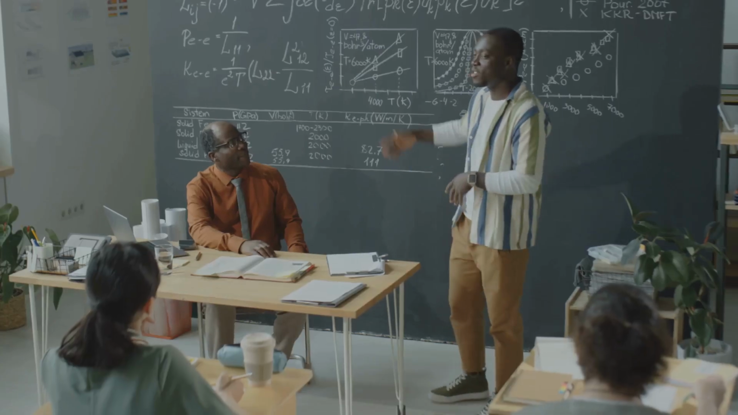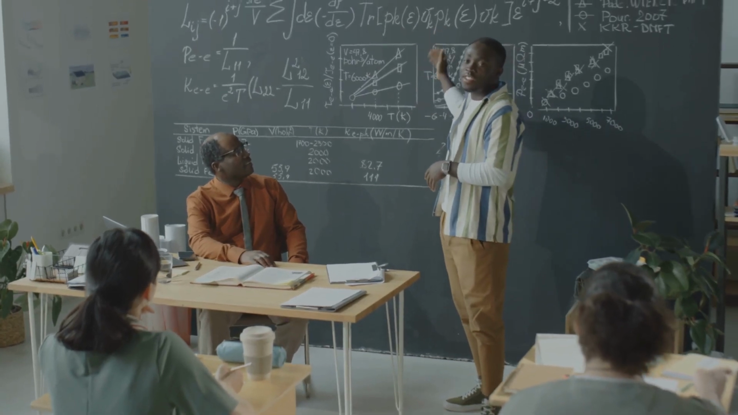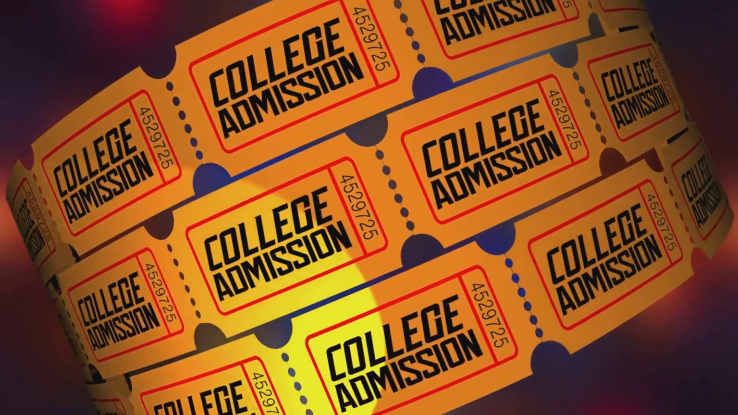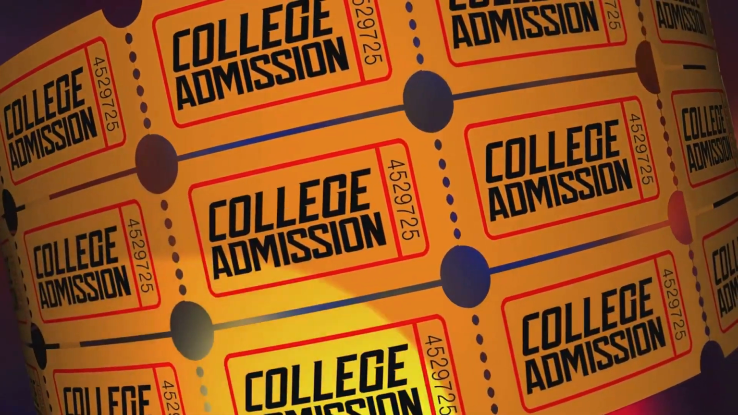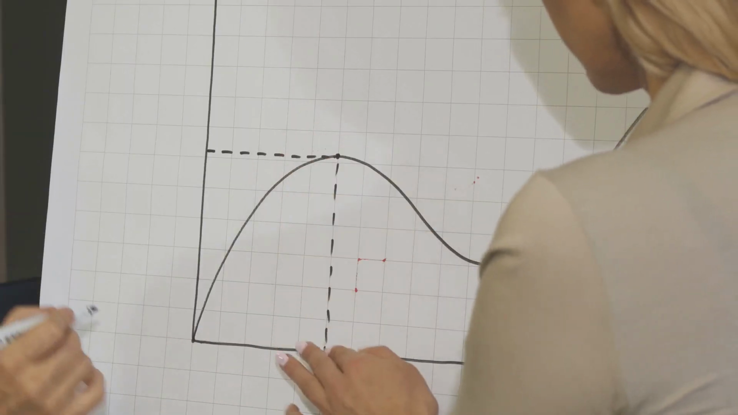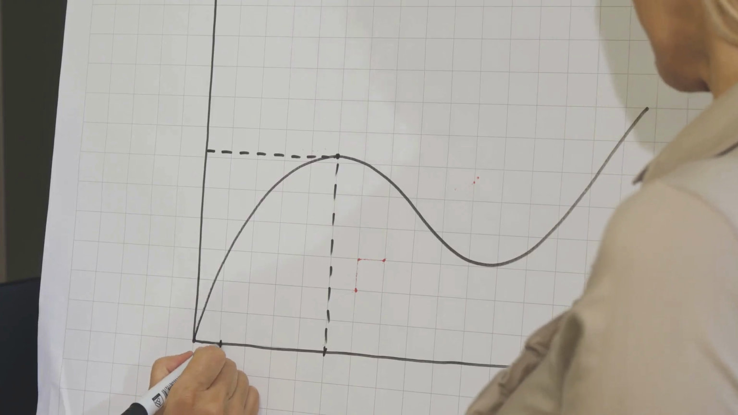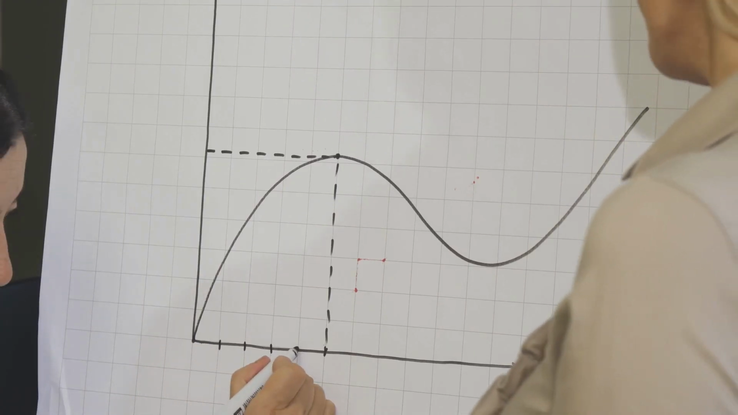But why should you care? Well, z-scores allow you to understand where you stand in any dataset. Say you're applying to college, and you want to know how your SAT scores stack up against other applicants. By using z-scores, you can see exactly where you fall in the distribution and how competitive you are.